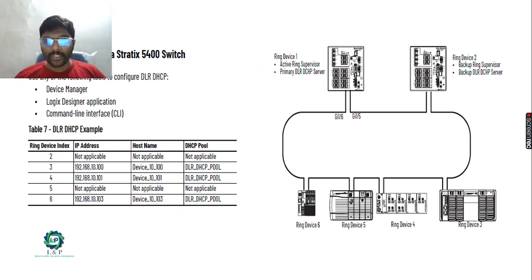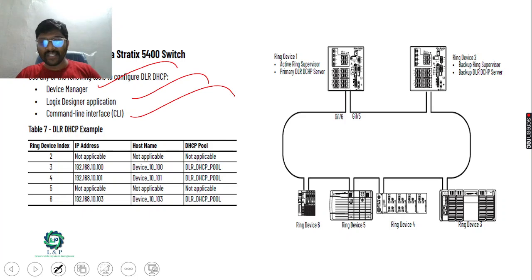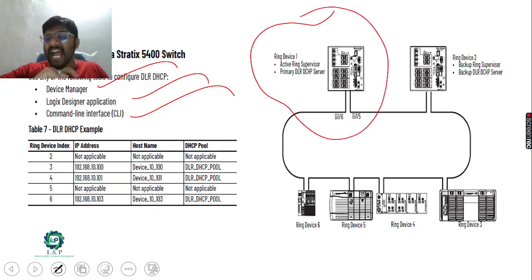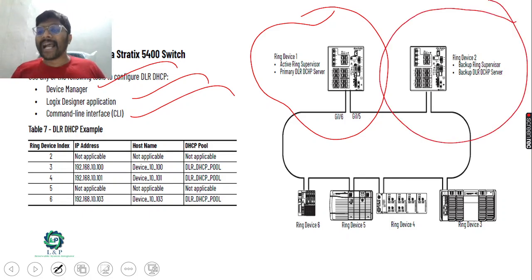As we told earlier, we can configure the Stratix 5400 switches using 3 different methods: device manager, logic designer application, and the CLI language. As you can see here, we have 6 different devices. This first switch is going to act as the active ring supervisor. Even though we have an active supervisor, we need a backup ring supervisor, so the second switch we are going to use as a backup ring supervisor.